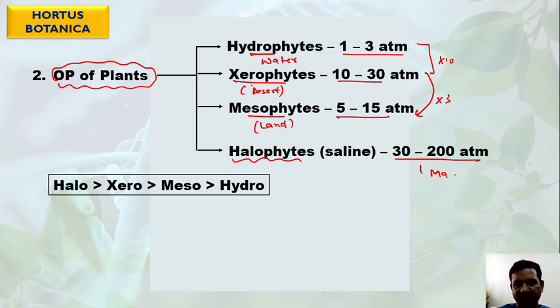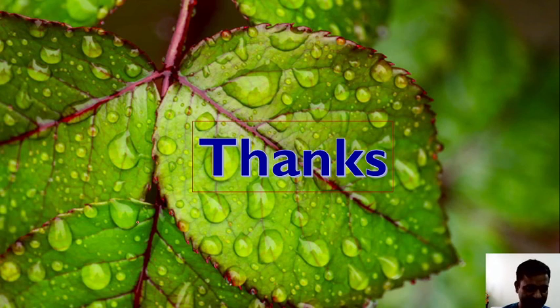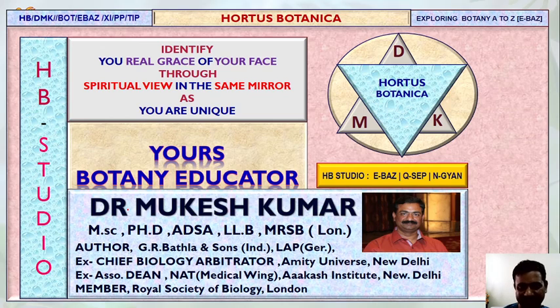The question will come, where is the OP maximum? OP is maximum in the halophytes, saline condition. And when you create a hierarchy from the minimum to maximum, minimum we have in the hydrophytes, and maximum we have in the halophytes, hydro to halo, right? So that's all, my dear, about this osmosis. We discussed what is osmosis, types of osmosis, osmotic pressure, reverse osmosis, and all, right?